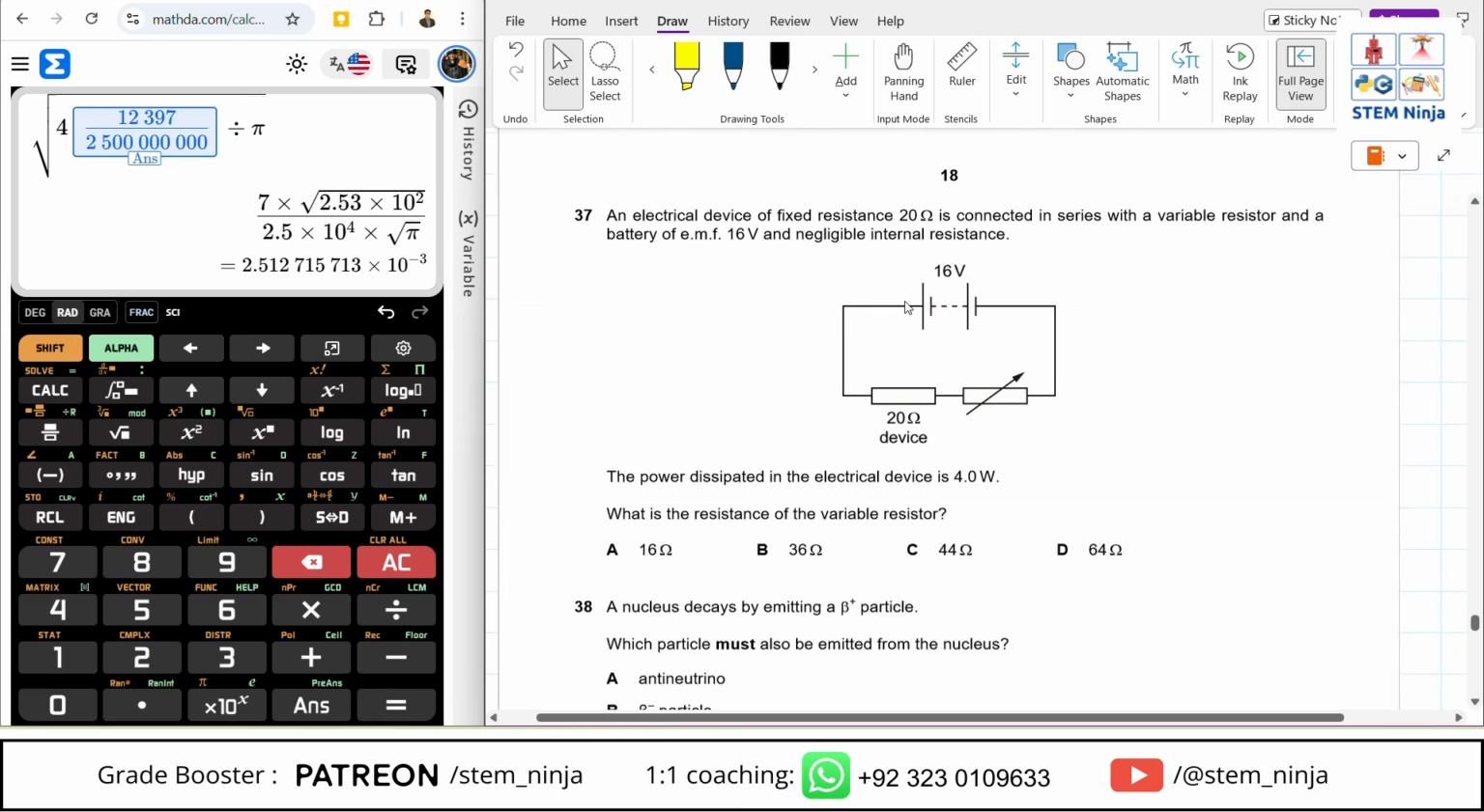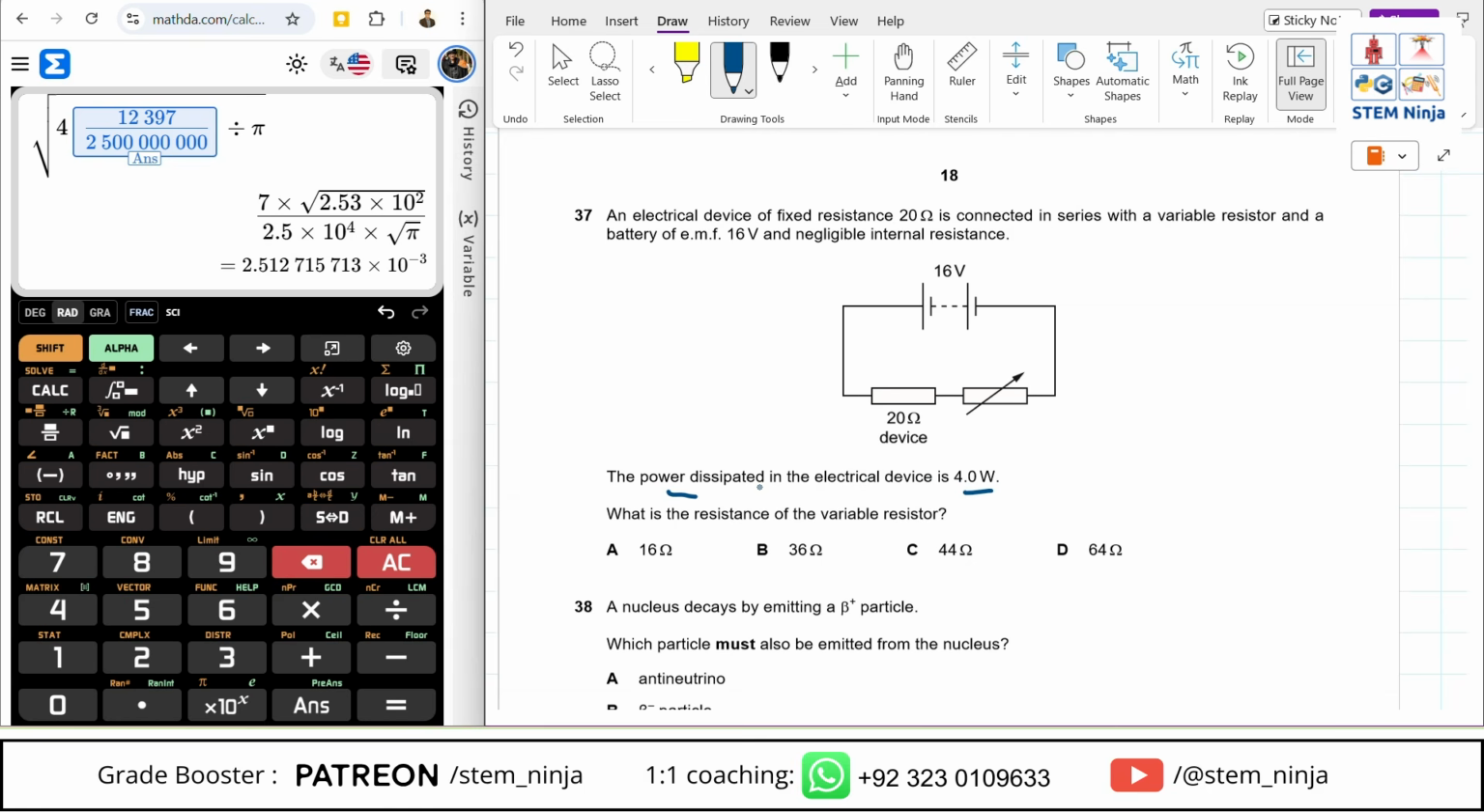Okay. The electrical device of fixed resistance 20 ohms is connected in series with a variable resistor and a battery of EMF 16 volts, negligible internal resistance. The power dissipated in the electrical device is 4 watts. What is the resistance of the variable resistor?